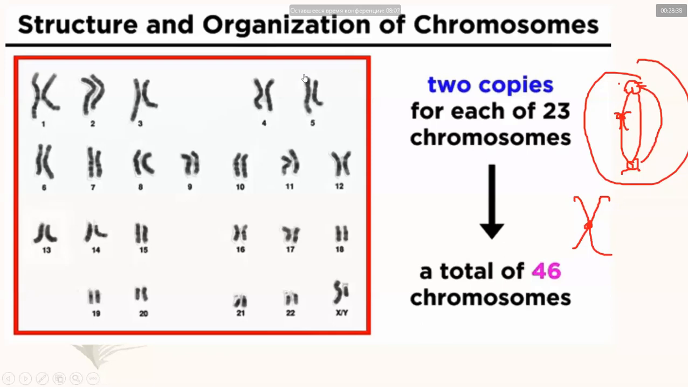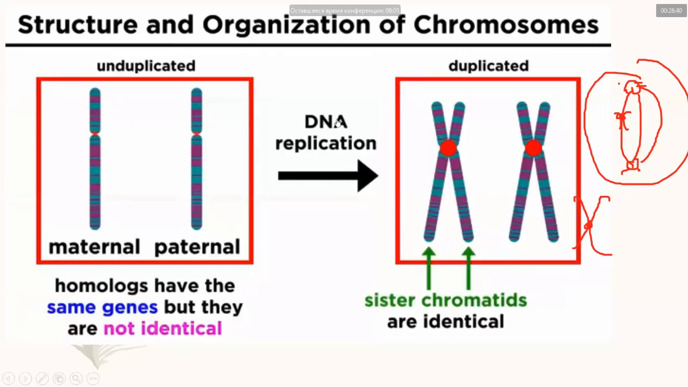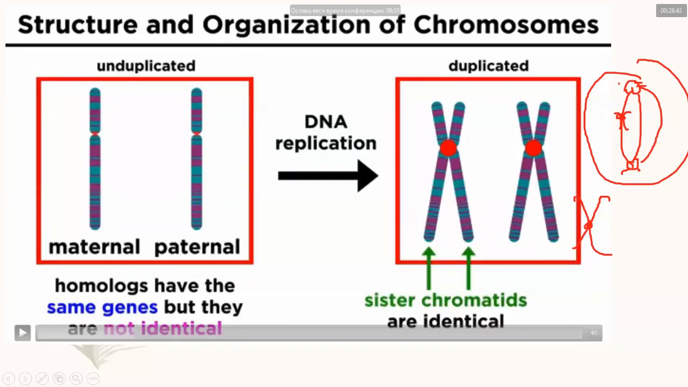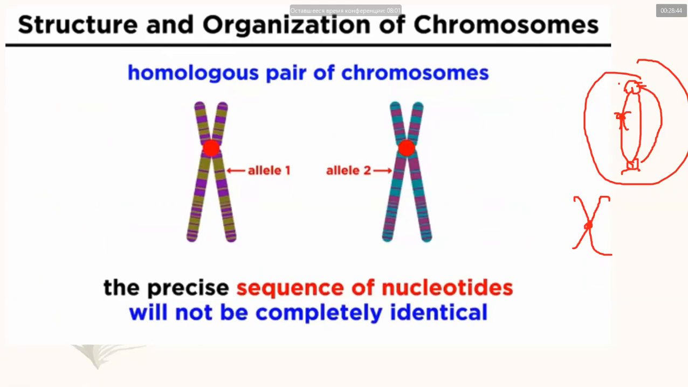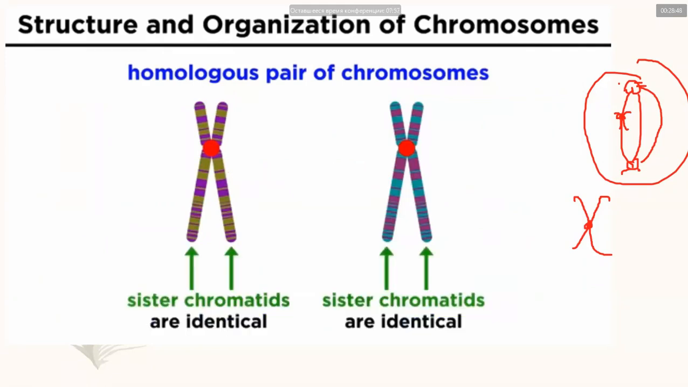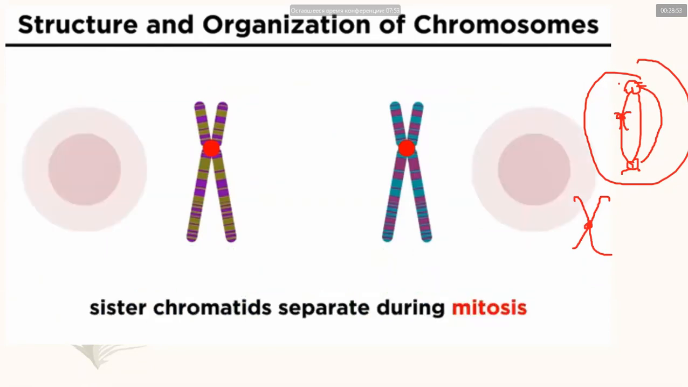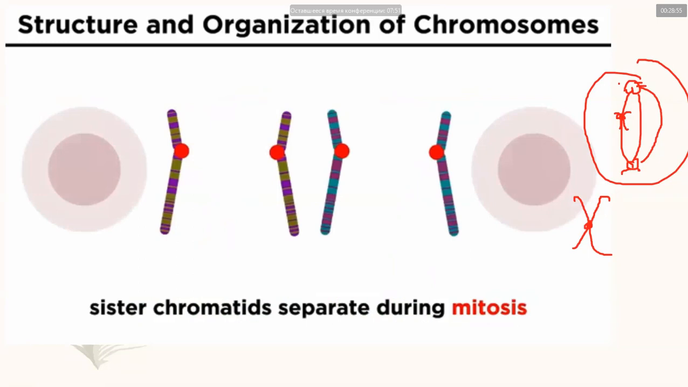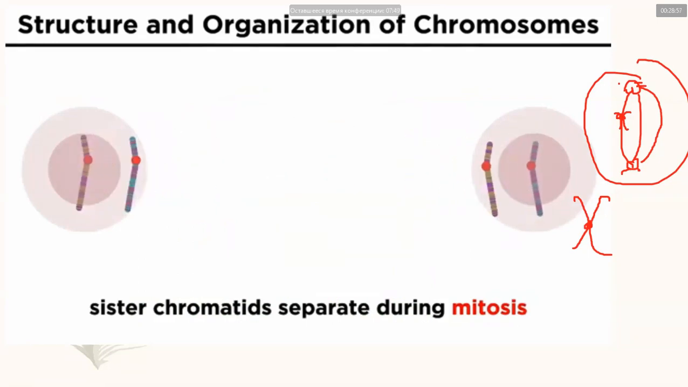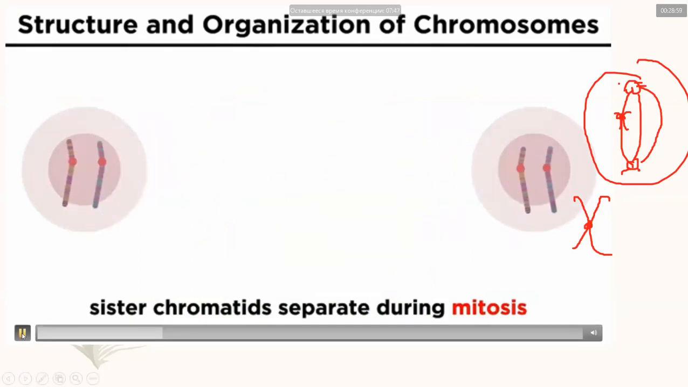So here we can see a homologous pair of chromosomes which contain the same genes, but different alleles for that gene, one from each parent. So these are not precisely identical to one another. But each chromosome consists of two identical sister chromatids, which will be pulled apart during mitosis so that each daughter cell can have a complete set of chromosomes.